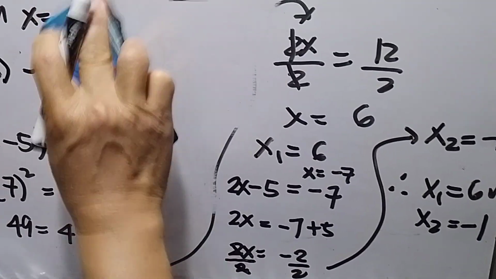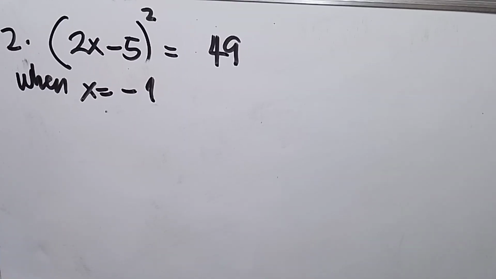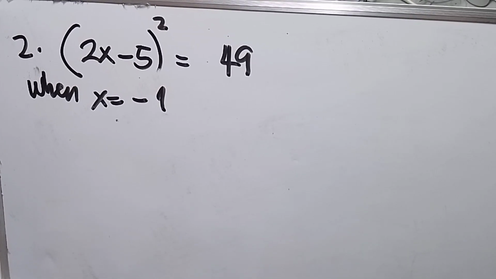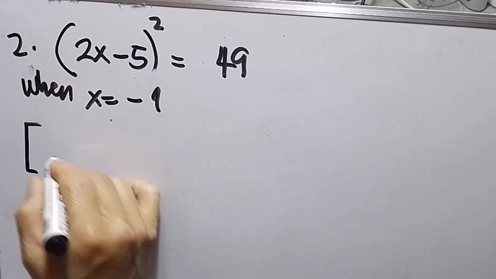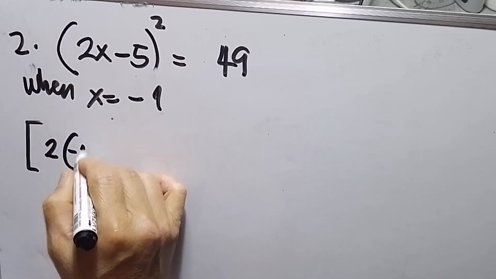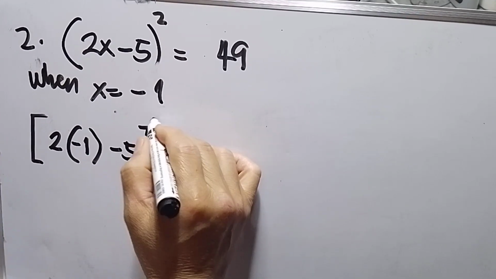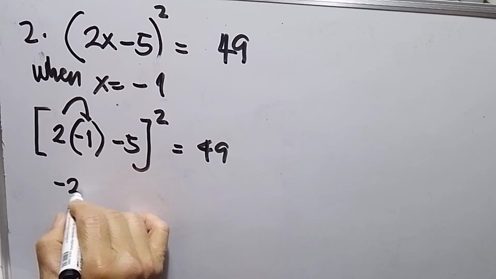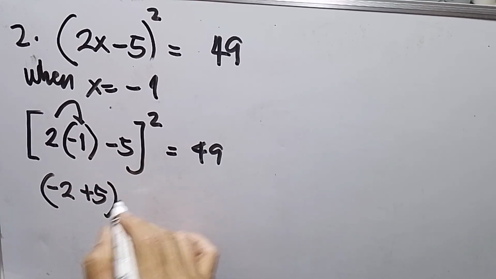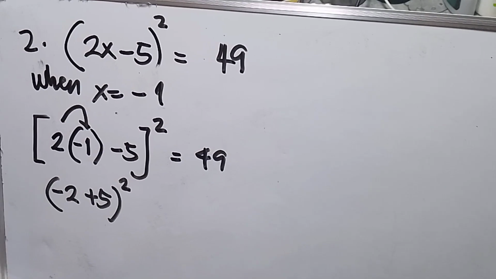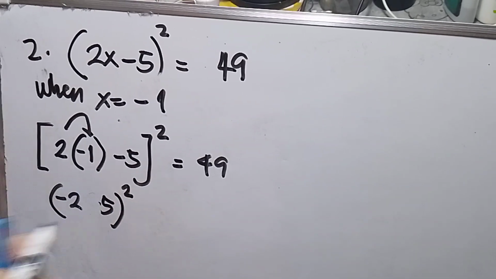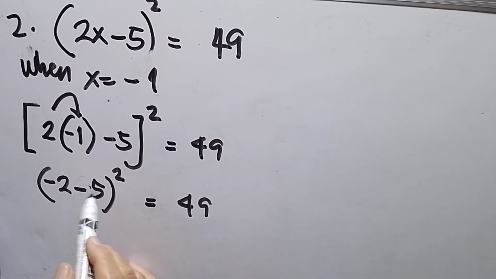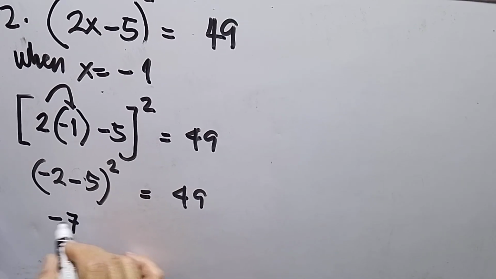Now let us substitute the second root, which is further checking when x equals negative 3. So this will be square brackets. This will be 2 times negative 1 minus 5 squared, equal to 49. So multiply this one. Negative 2 minus 5. Sorry, this is minus. So negative 2, negative 5, this will be negative 7 squared.